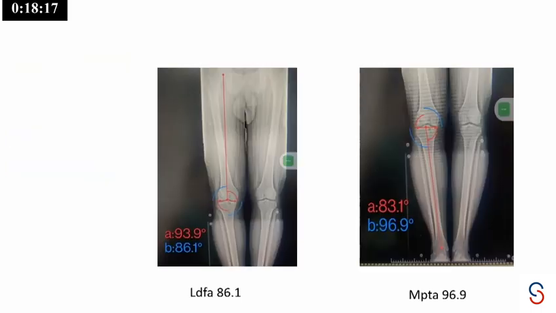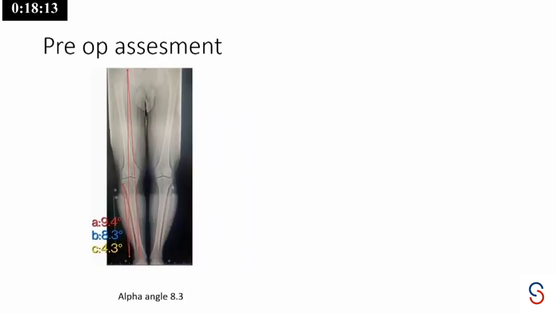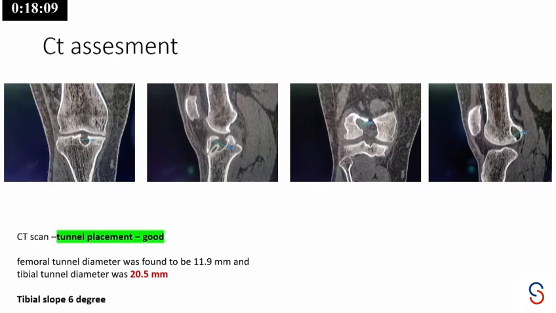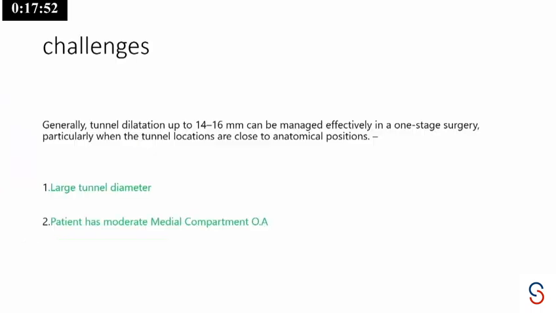We get a standing scanogram, a few parameters, typically the MPTA altered here, and probably the alpha angle is about 8.3, which would have to be catered to when we operate. CT scan reveals a good tunnel placement, a femoral tunnel diameter of about 11.9 mm, but the tibial tunnel diameter is about 20.5 mm, which is quite large. Tibial slope, as I said, was pretty much normal.